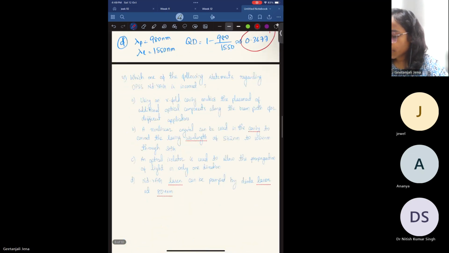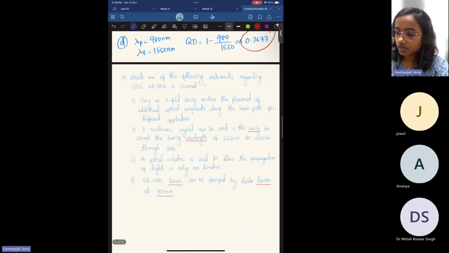Okay. So let us see the fourth question. Which one of the following statements regarding diode pumped solid state NdArc laser is incorrect?